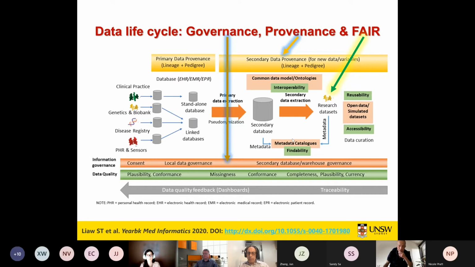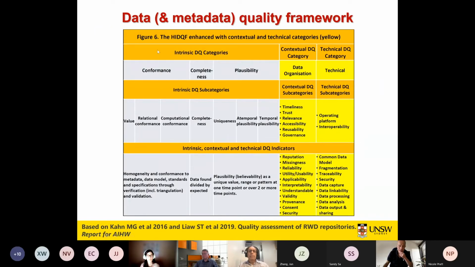And the framework for data quality, you'll be familiar with. Professor Khan refuses to let me refer to this as the Khan framework, so I'll call it the Harmonized Intrinsic Data Quality Framework. Most of you will know that it covers conformance, completeness, and plausibility. And both Michael and Claire and Dougie will go through it in detail.